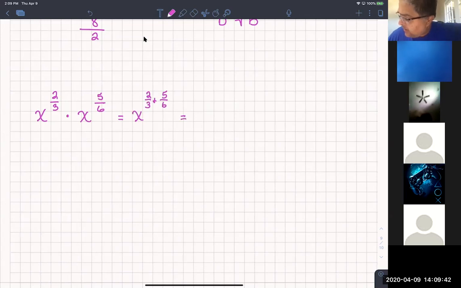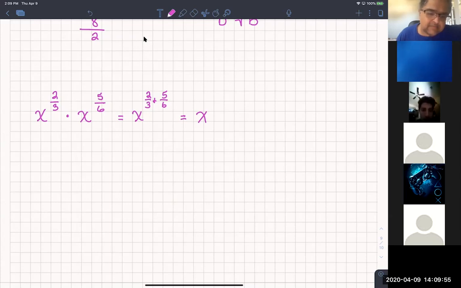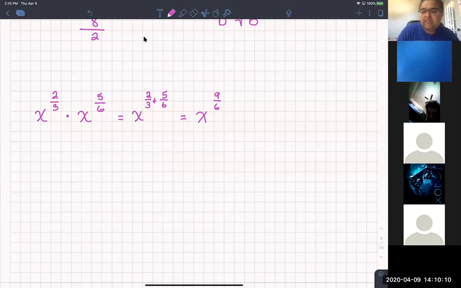Okay, so what is 2/3 plus 5/6? Please don't tell me 7/9. What is 2/3 plus 5/6? 9/6. Remember, you have to find a common denominator. The common denominator is 6. I simplified and got 3/2. Okay, you can do that. You can simplify it to 3/2 if you'd like.